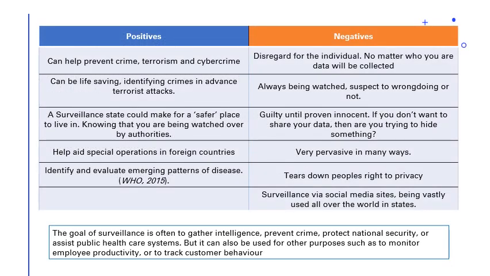It can be difficult to break down surveillance into simple positives and negatives, as there are many blurred lines between whether it is actually benefiting society or if it's a negative. But here we have some of the more clear positives and negatives. Surveillance can help prevent crime, terrorism, and cybercrime. It can be life-saving in some cases, identifying crimes in advance or terrorist attacks.